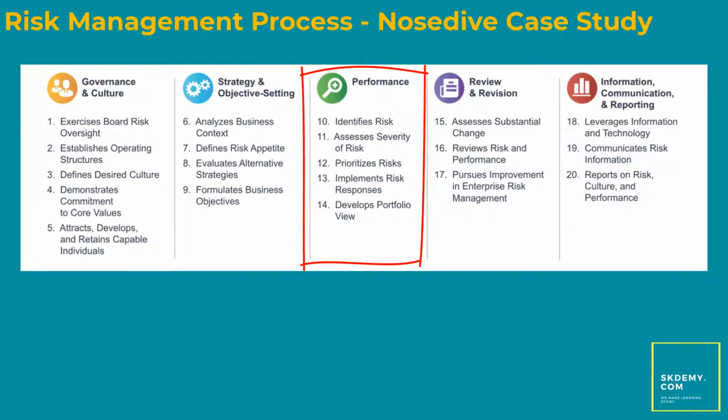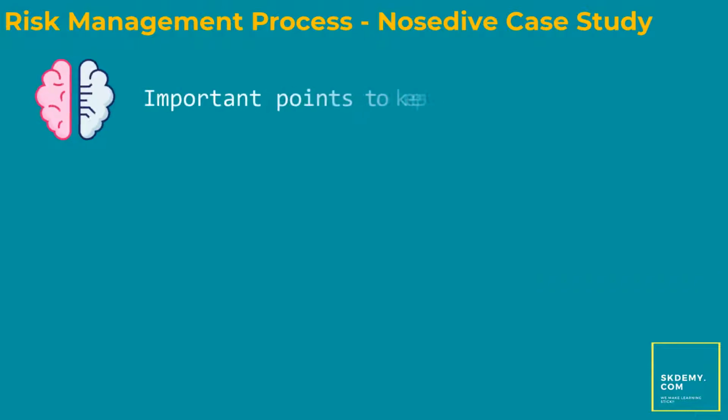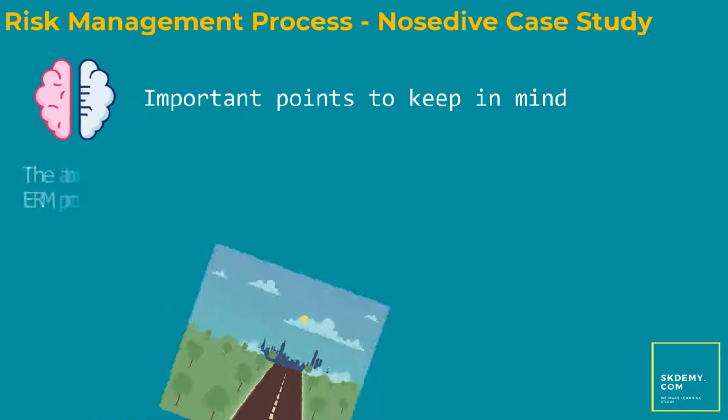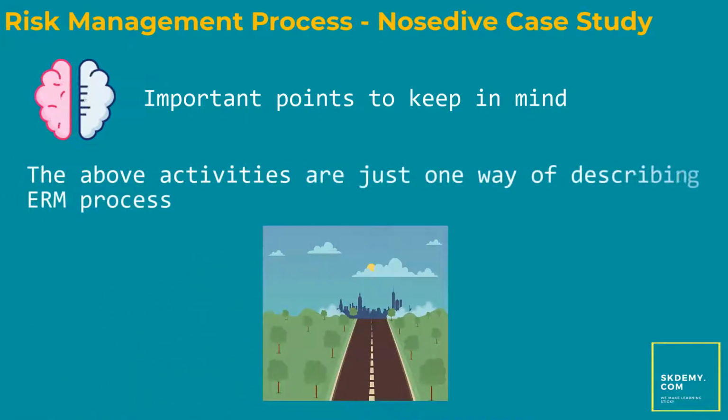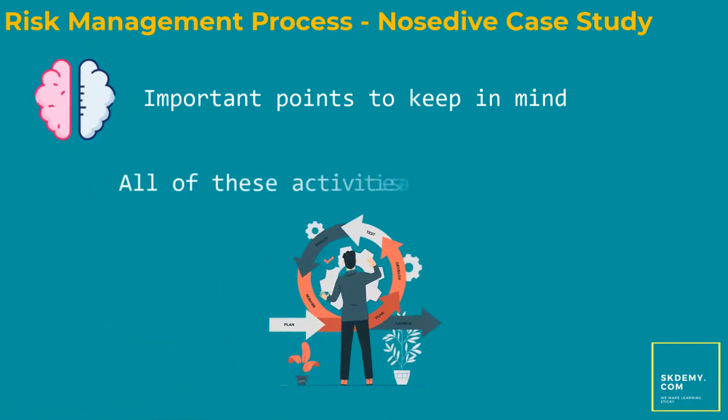And a couple of very important points to keep in mind before we start our discussion. One is that the above activities are just one way of describing the ERM process. And two, all of these activities are iterative, meaning they do not happen in a linear fashion, one after another, but rather they inform and affect each other, as we have discussed before in previous lessons.